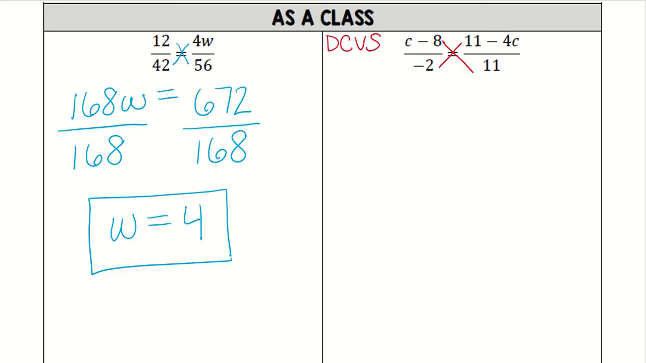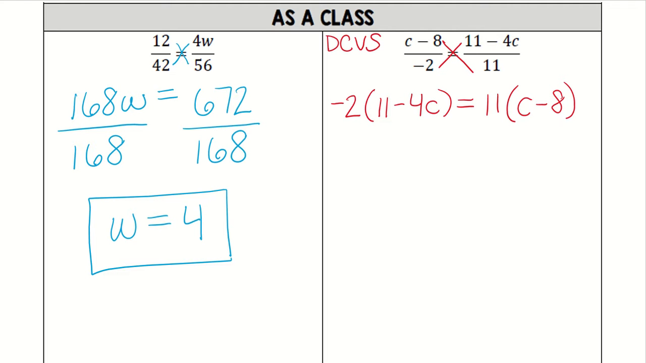Okay, with parentheses, using the distributive property. So I'm going to set that cross multiplication up as negative 2 times 11 minus 4c. That will equal the other side that we have cross multiplying, 11 times the entire numerator, c minus 8.